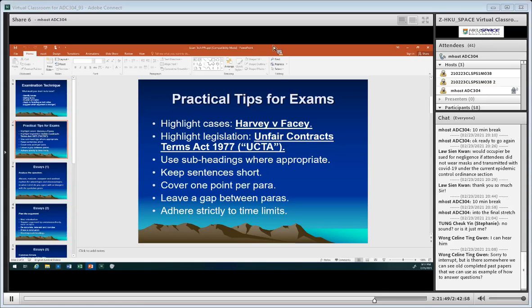Some students just highlight the cases. Good, highlight legislation as well. Legislation is just as much a source of law as case law. Also, don't repeat the question in the assignment. If you want to have a copy of the question, keep it for yourself, but what you actually hand in to me to mark is just the answer to the assignment.